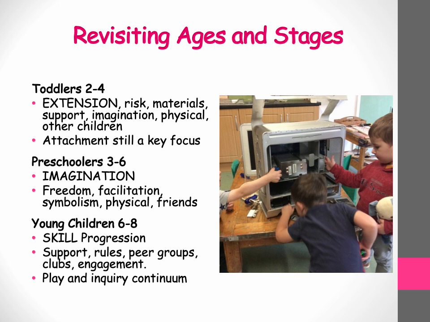Our preschoolers, we're looking at getting into school, 3 to 6. Start with that imagination, freedom, facilitation. They look at symbolism, like to be physical, start to make friends, all that social and emotional development. Young children in 6 to 8, we start with school progression. So support, rules, peer groups, clubs, engagement, play and inquiry continue.